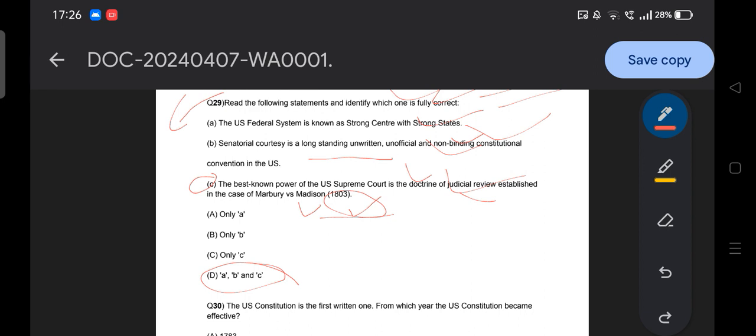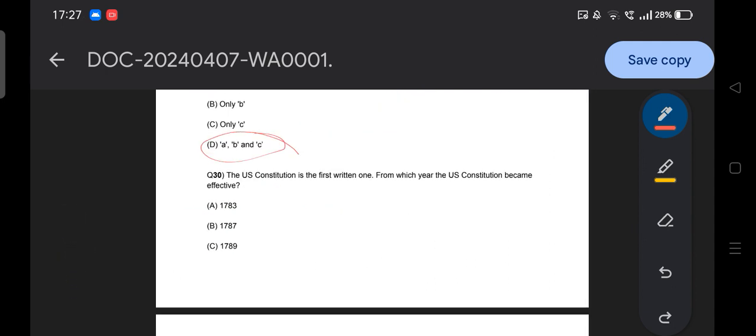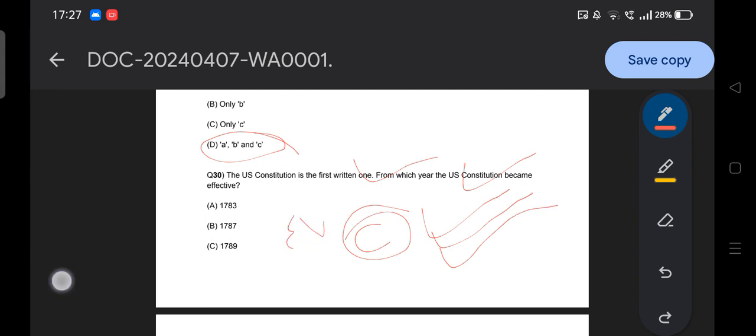If you really want a good result, and this time you will clear this examination, you have to stay with us. Moving to the next: the US Constitution is the first written one. From which year did the US Constitution become effective? It is option C, 1789. Like they asked the question on Switzerland, they asked the question on China. So this is how USA. You need to cover the evolution, the timeline of each and every constitution.